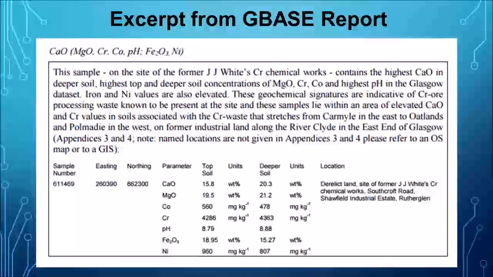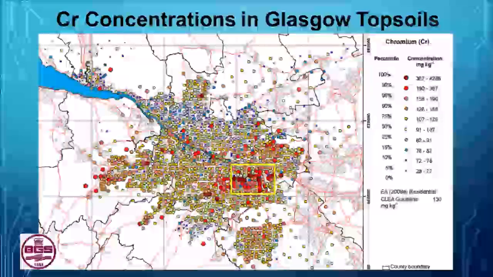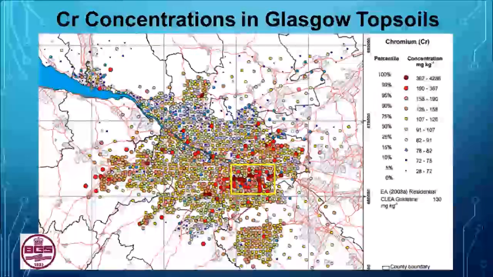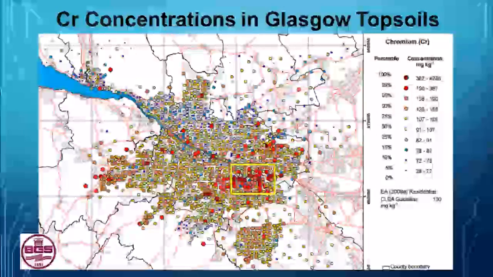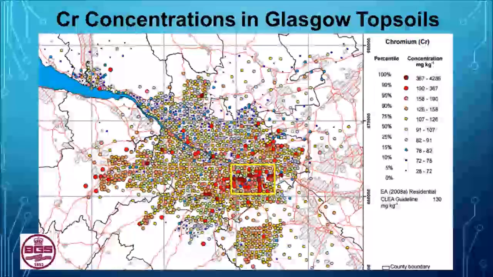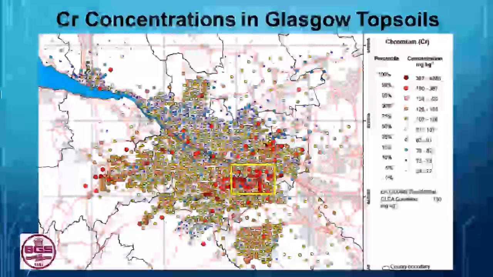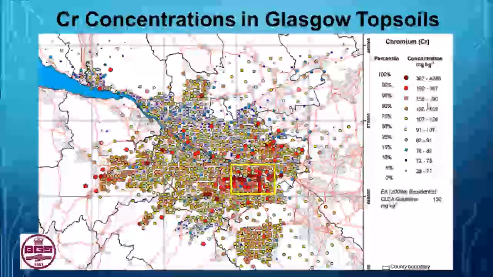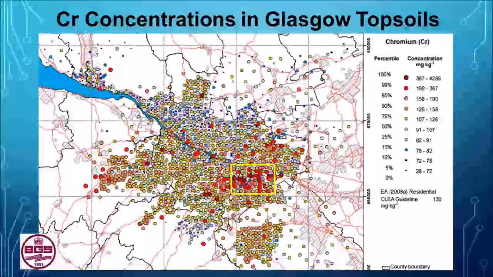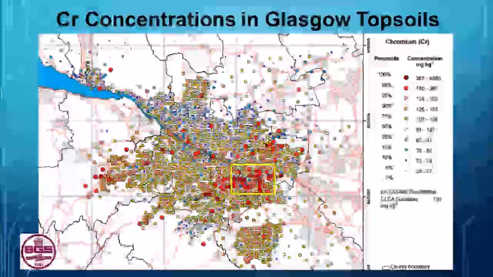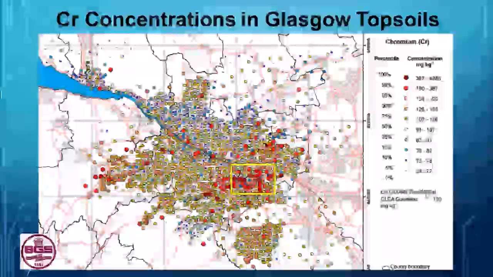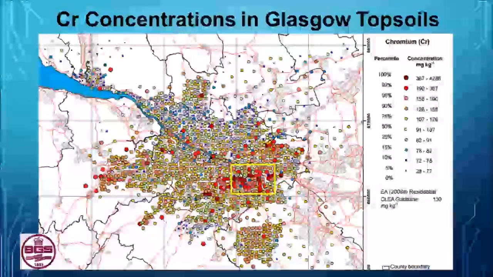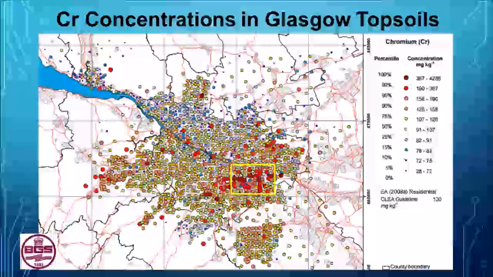And here we have the map for chromium, and if we were able to overlay this with the map for calcium, there's quite a strong correlation. So the calcium picks out the chromium contaminated sites quite well here. And you can see values, again, shown in the percentile ranges here, with about 10% of these sites being above the CLEA guidelines. That's total chromium, 130 milligrams per kilogram for residential with homegrown produce. So quite a significant number of these are actually residential sites.